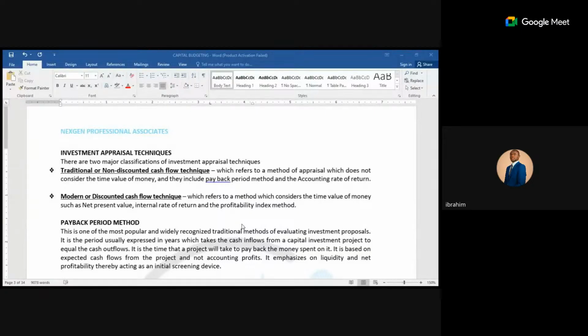Now, when you're using a traditional approach, it does not consider the time value of money. That is why we have the payback period as well as the accounting rate of return. The payback period makes use of cash flow, but does not consider the time value of money. The accounting rate of return makes use of accounting profit. Accounting profit is subjective. Is that not so? Now, modern. It considers the time value of money, where we have the net present value and the internal rate of return.